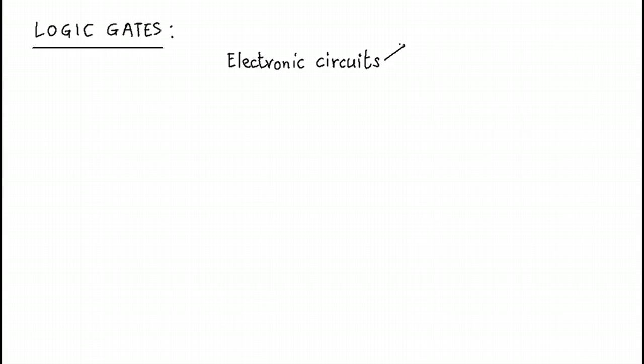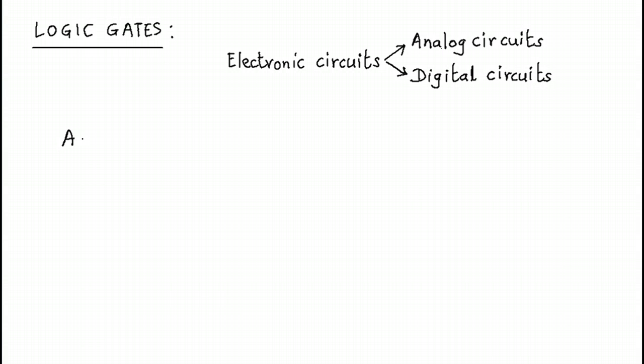To understand our next topic, which is called logic gates, one must first understand the basics of the two major types of electronic circuits, namely analog circuits and digital circuits. So let's first look at what is exactly an analog circuit.